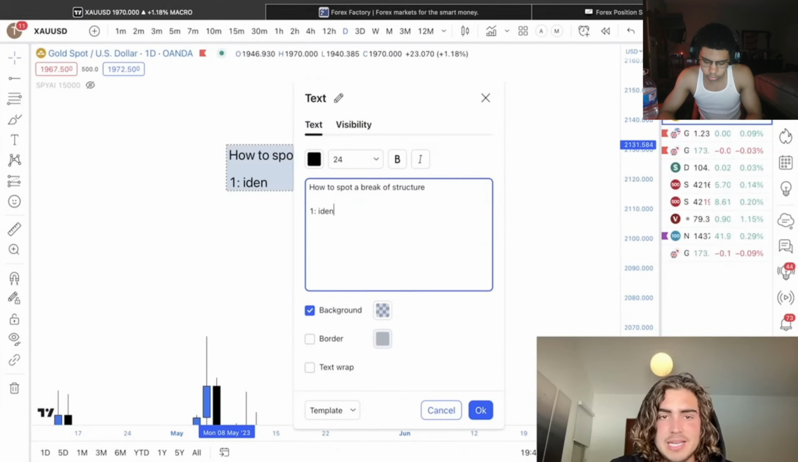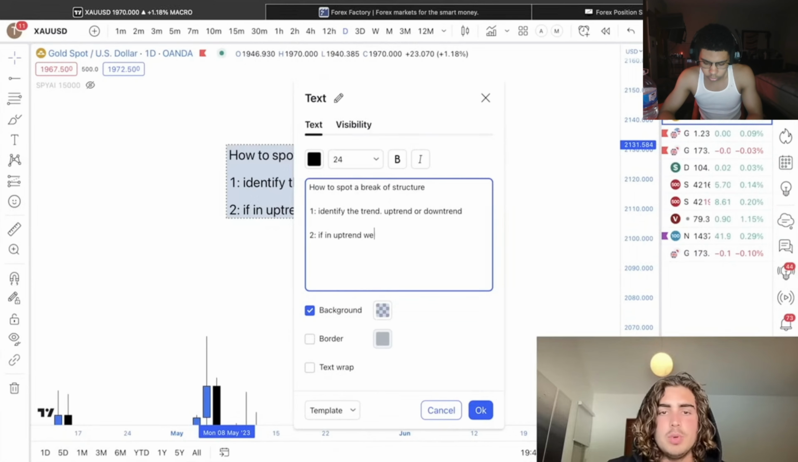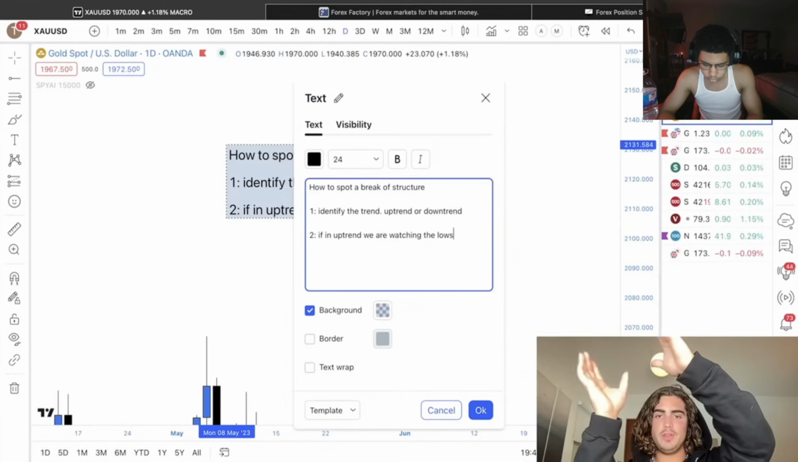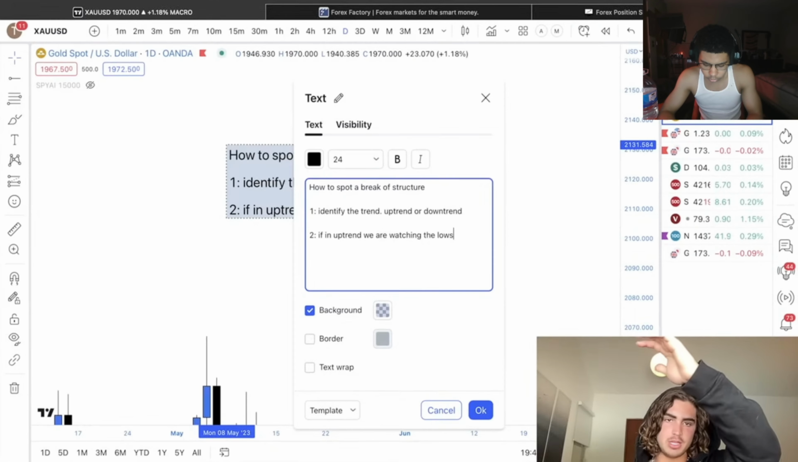Number 1, identify the trend. Okay? Where is it going? Number 2, uptrend or downtrend. Okay? Number 2, if in uptrend, we are watching the lows, right? Because if we're moving up higher and higher, when are we going to get a break of structure? When the low gets taken out, when the low gets closed below. We don't care about the highs, right? We care about the lows, okay?